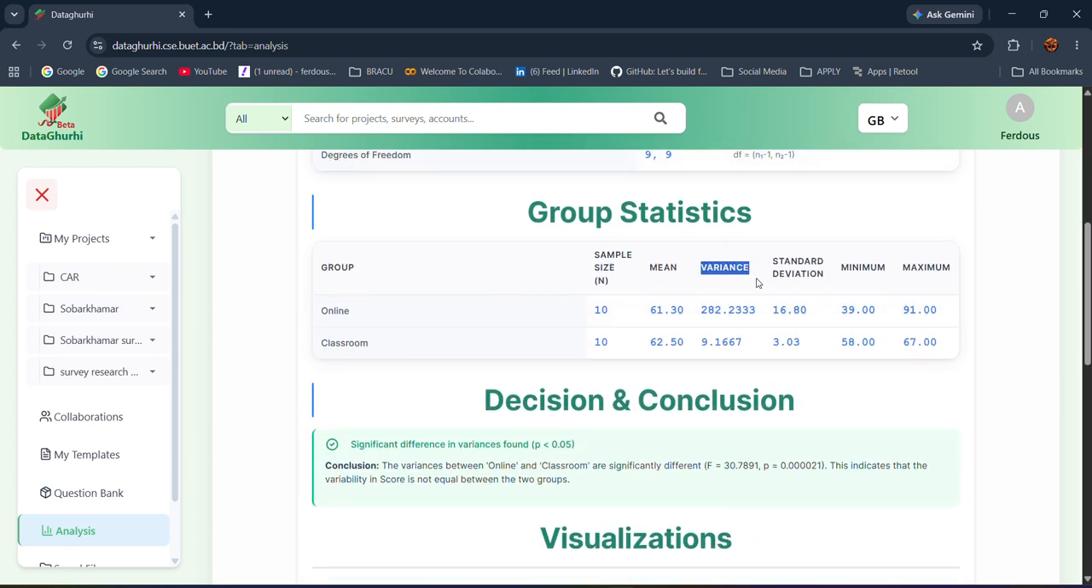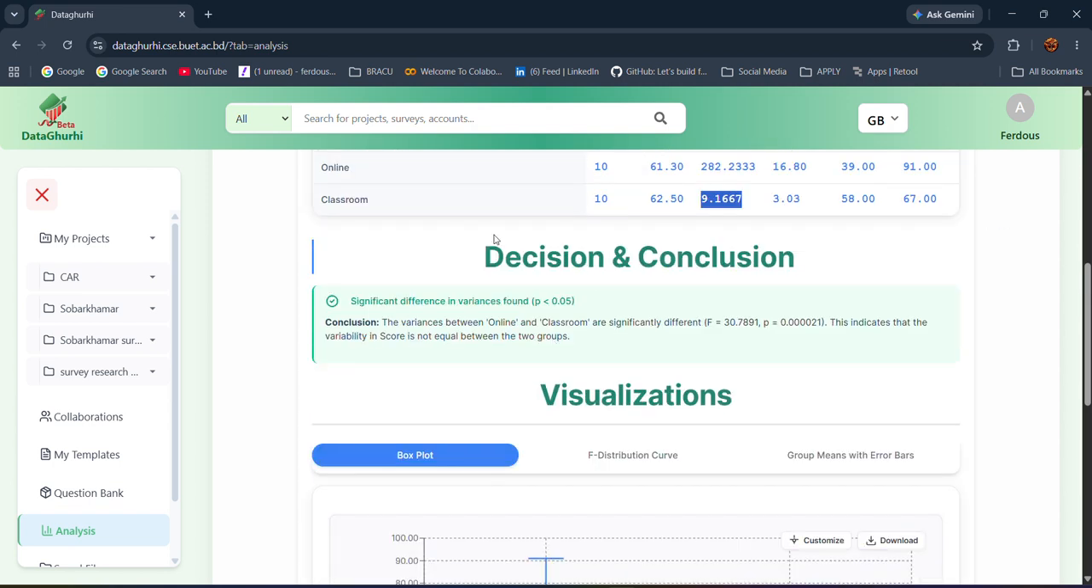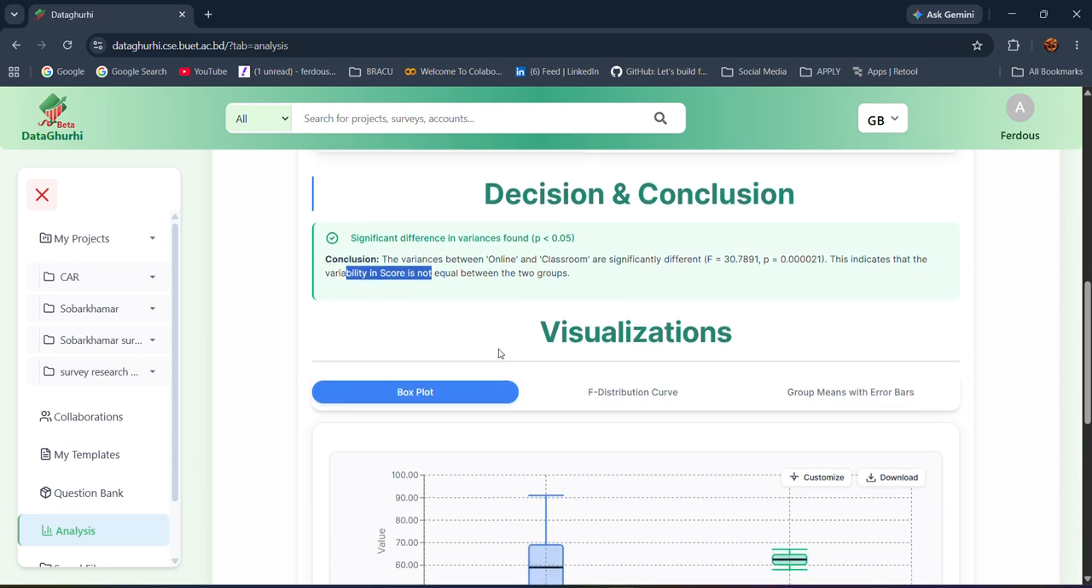Below, as you can see, the variances are here. The online class is very big, classroom very small, and here are other measurements. And the decision conclusion, there are significant differences in variances found. The variances between online and classroom are significantly different. This indicates that the variability in score is not equal between the two groups.